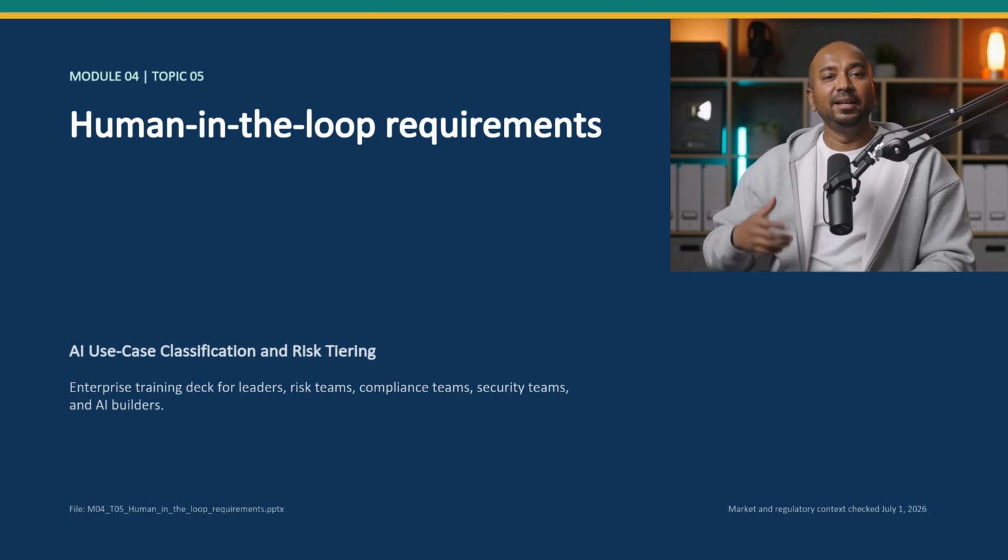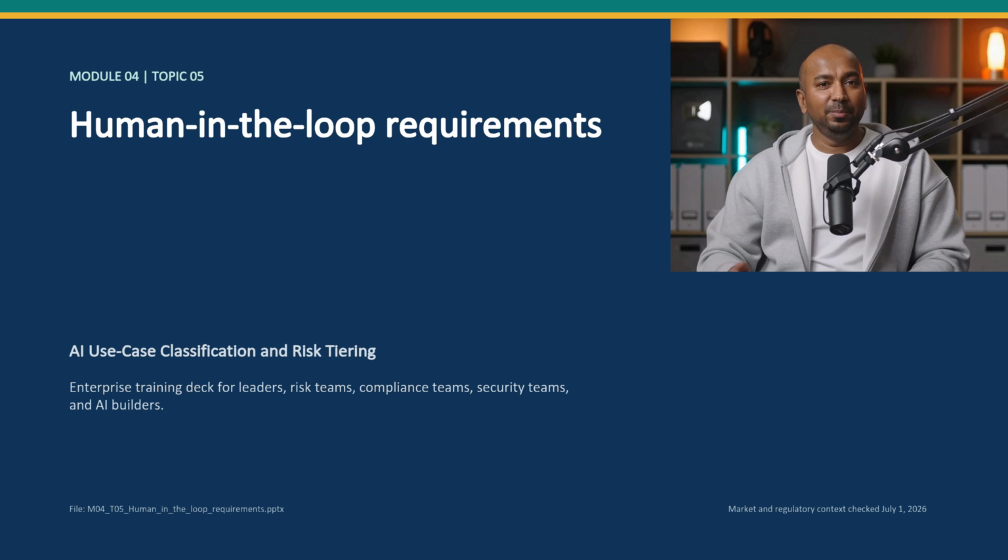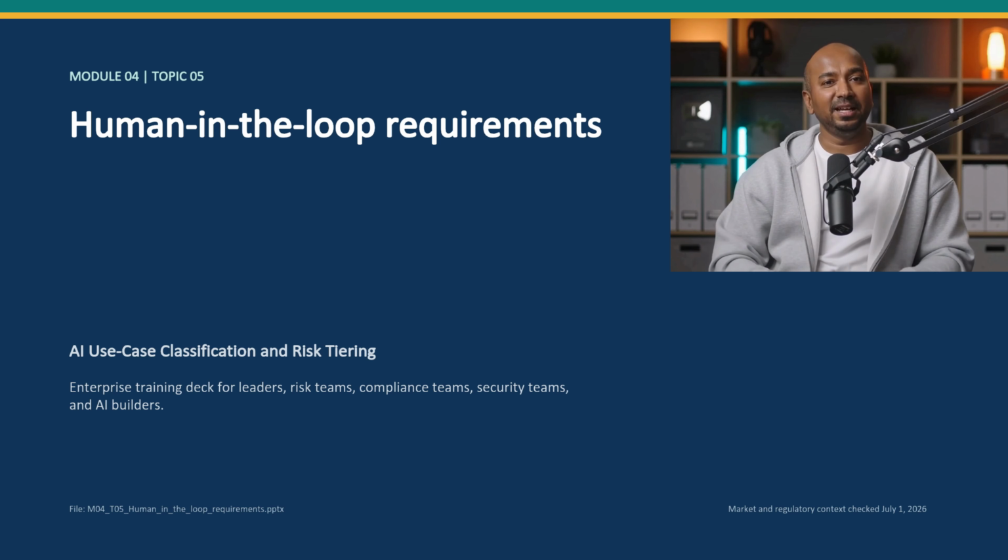Welcome everyone. In this deck, I am focusing on human in the loop requirements as part of AI use case classification and risk tiering. This builds on the previous discussion of customer facing, employee facing, and internal use cases, so I want the class to keep that thread in mind.